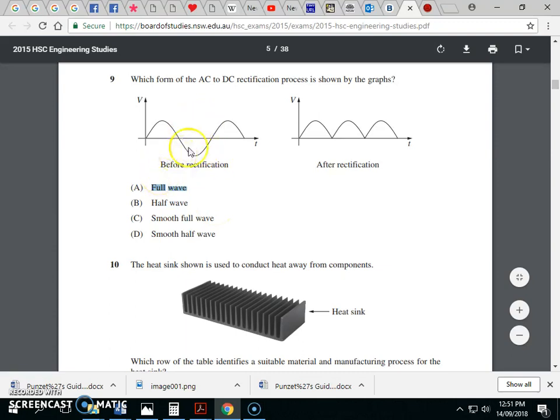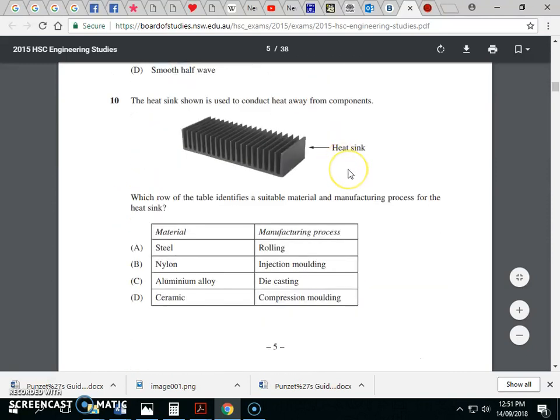Half would be just if we ignored the bottom part. So if we had something that looks like that, that would be half wave rectification. We have full wave rectification, and then smooth rectification. What device do we use to get smooth rectification? Excellent.